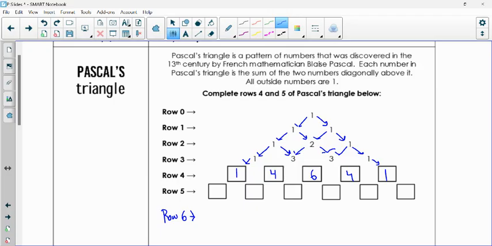So row 5, this 1 comes down. We're adding 1 and 4 to get 5. We're adding 4 and 6 to get 10. We're adding 6 and 4 to get 10. We're adding 4 and 1 to get 5. And then the 1 comes down along the outside.